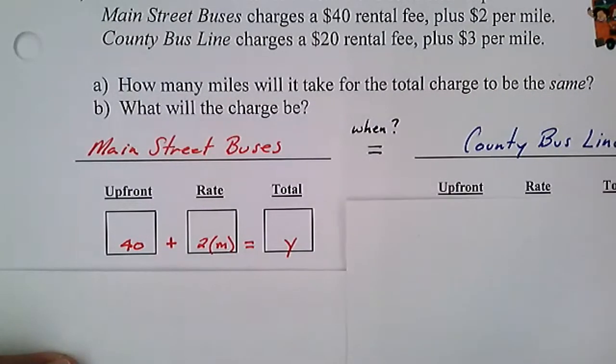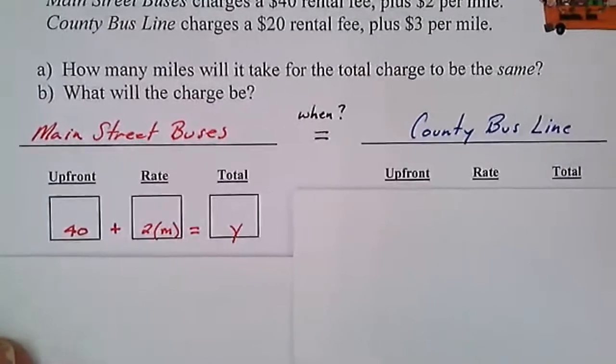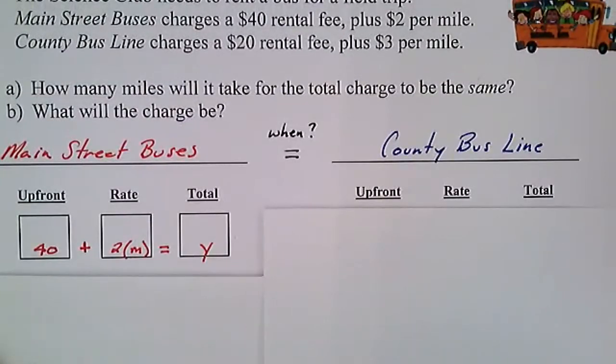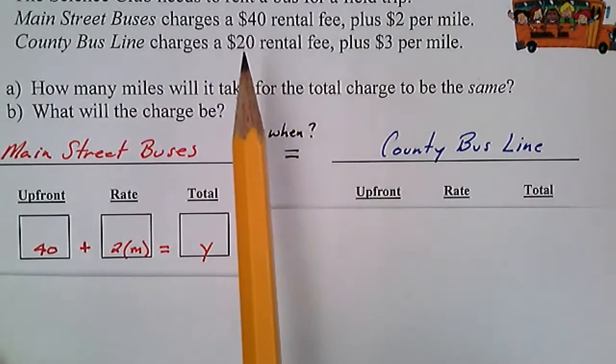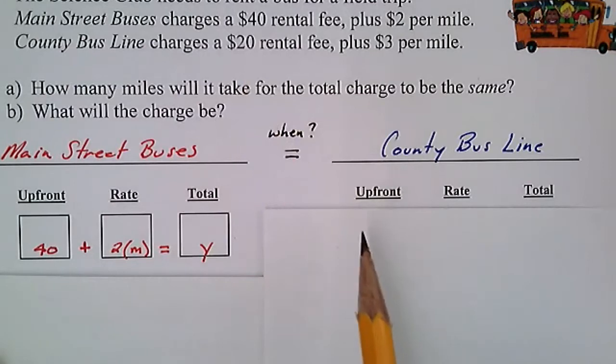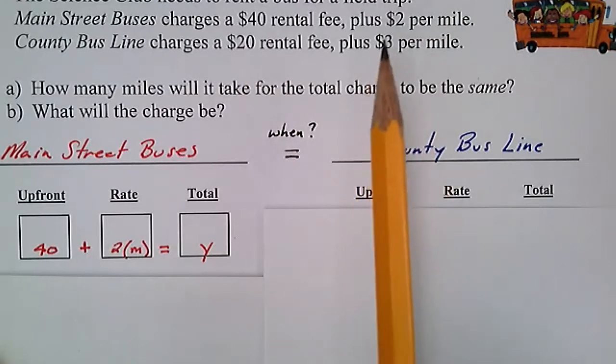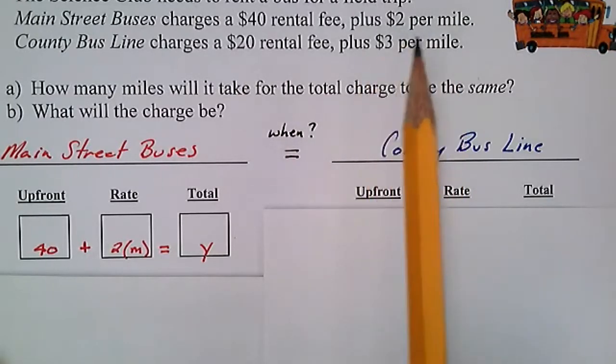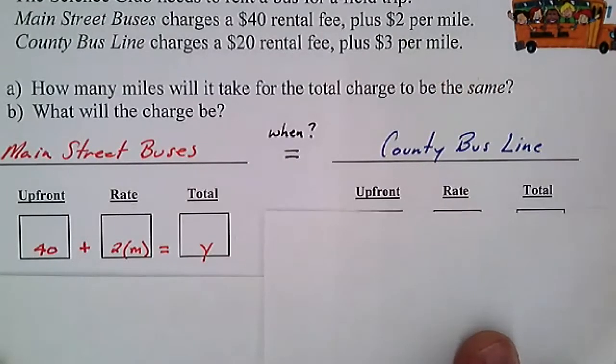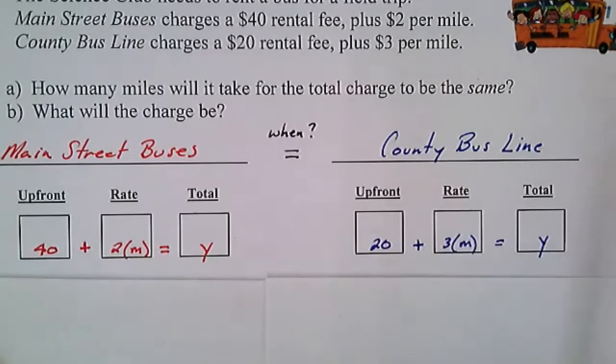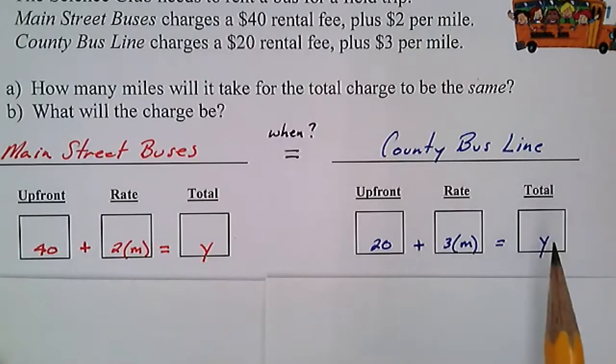All right, now let's take a look at county bus line. What does county bus line charge as an upfront cost? That's right there, 20. So we're going to put 20 in this box. In our second box, our rate, if you notice, rate is usually something times something. So our rate is $3 per mile, so $3 times the number of miles. And then we also don't know what the total cost is. We don't know the total distance, so we don't have a total.